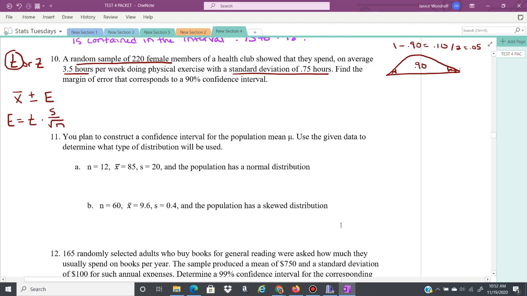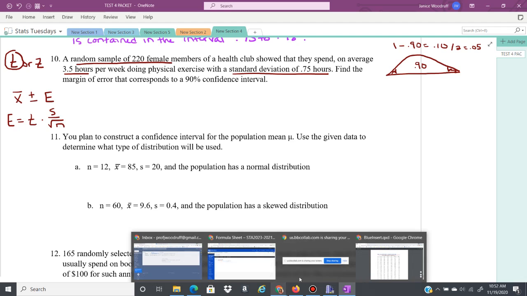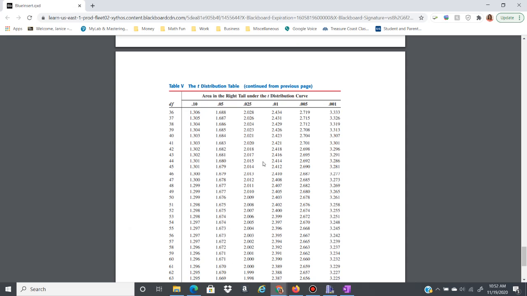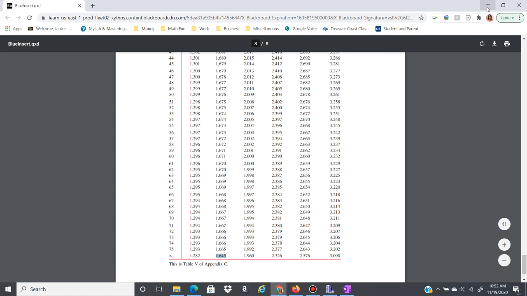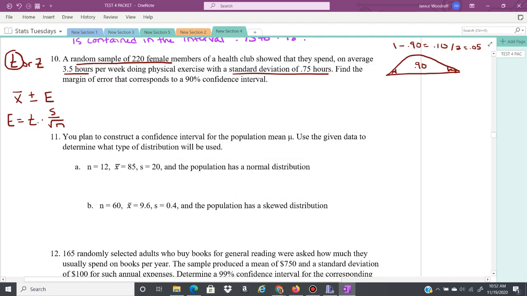Okay, so when I go back to this T table here, you have 0.05. Okay, so it's the second row and the infinity. So 1.645 is our T value. Okay, so our T is 1.645. Okay, let's find our margin of error.